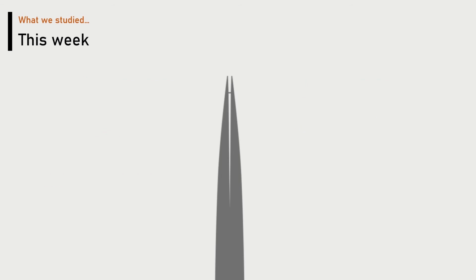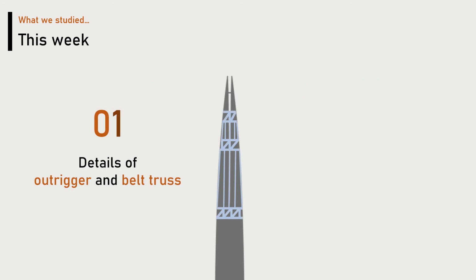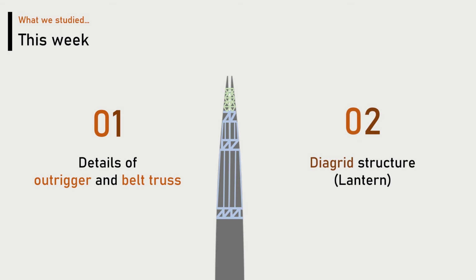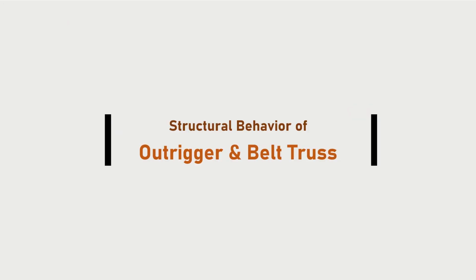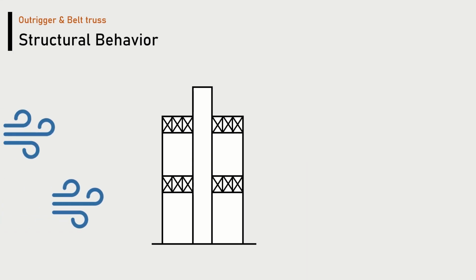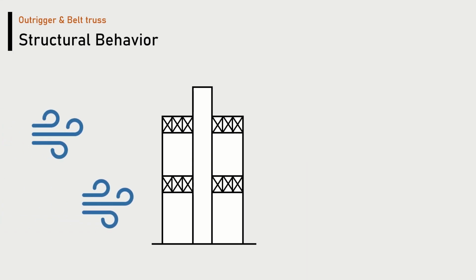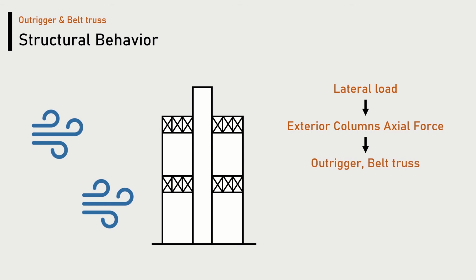This week we studied more details of the outrigger and belt truss, and the diagrid structure. First, let's see how the outrigger and belt truss work. Let's assume that the outrigger and belt truss are installed in this building. When the lateral load occurs, it generates axial force in the exterior columns, and then it moves to the outrigger belt truss, core wall, and foundation.